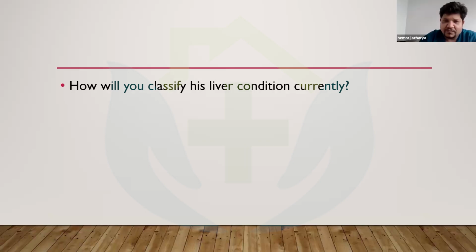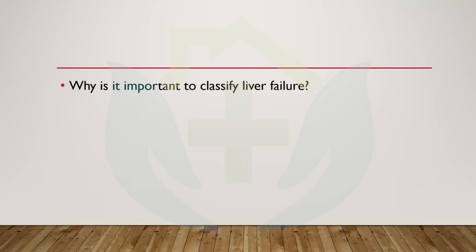Sir, we have the Child-Pugh criteria, and there is the MELD score, sir, for transplantation. Yeah, good. Why is it important to classify liver failure? Sir, to prognosticate the patient's current condition and to plan for the future, whether the patient is ready for the transplantation or not, sir. Okay. What are the etiologies of acute liver failure?